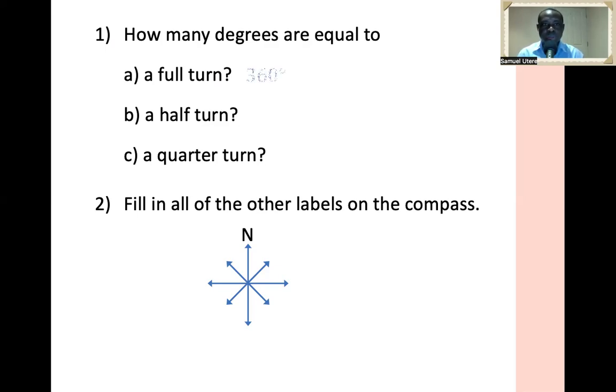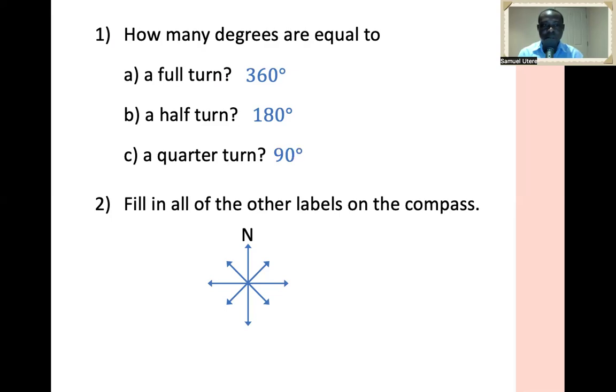So for the first one, you were asked how many degrees are equal to a full turn. A full turn is 360 degrees. A half turn is half of 360 degrees, so it is 180 degrees. A quarter turn is a quarter of 360 degrees, so 360 divided by 4 is 90 degrees.